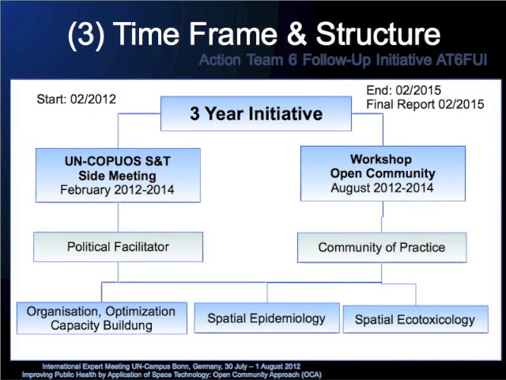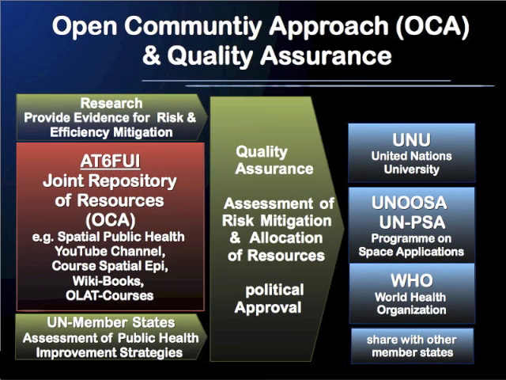Any open community of practice results are communicated to the site meeting so that the political approval process can be initiated by that communication between the two components of the 3 years initiative. Furthermore, open content risk reduction strategies or capacity building material must pass the quality assurance of WHO before it can be published on the portal of WHO.